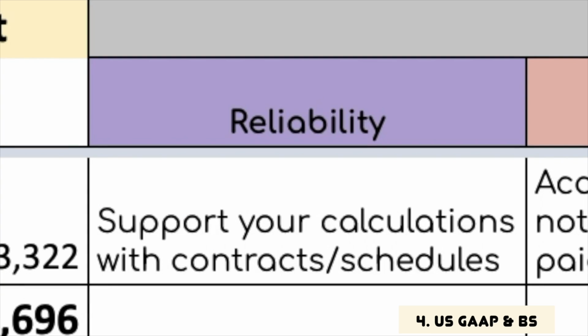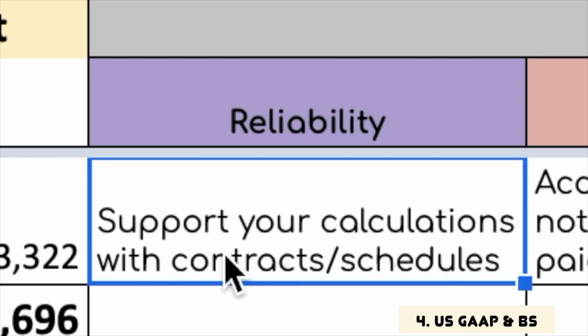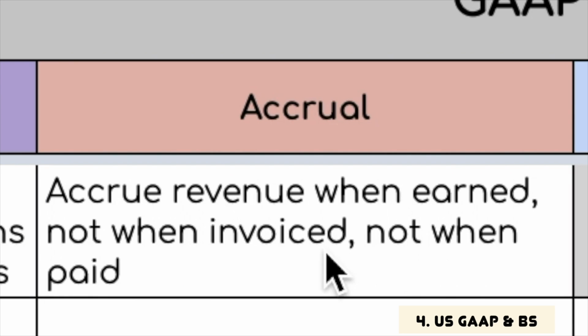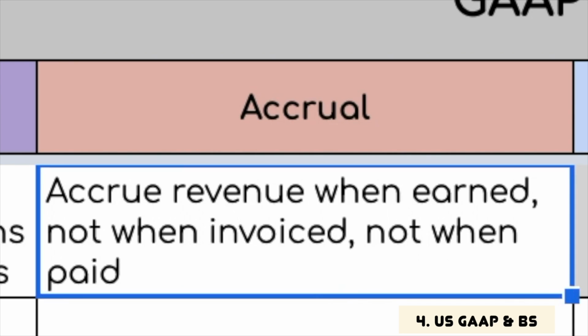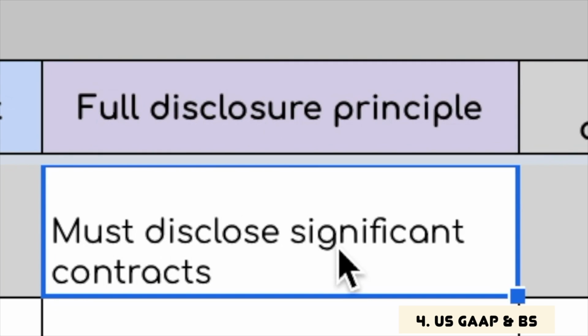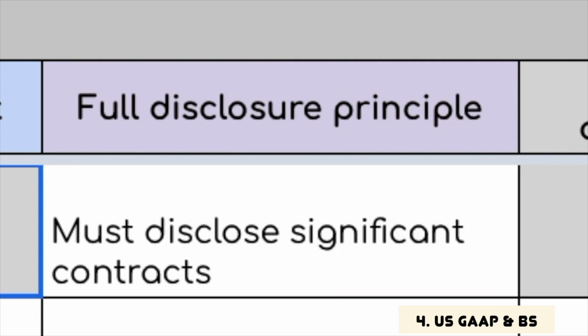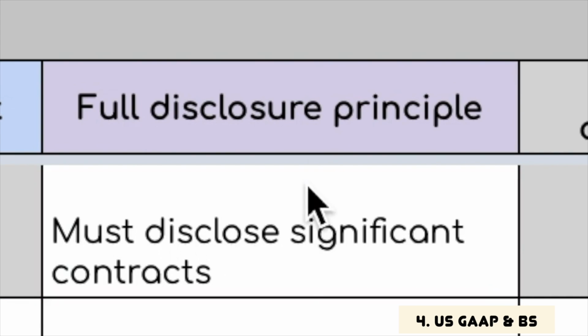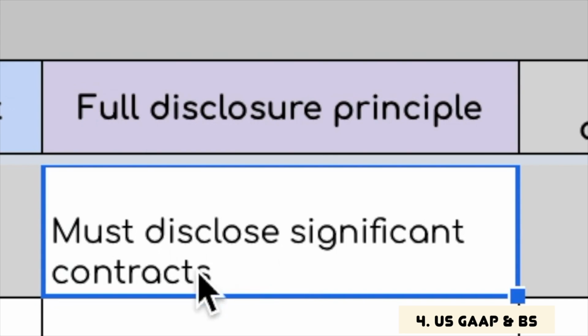So with deferred revenue, the reliability here is that you need to be able to support it with a calculation and contracts and schedules. Accrual, obviously you accrue revenue when earned, not when invoiced or not when paid. So this is the accrual basis for revenue, which basically says that you record deferred revenue when you have an obligation to deliver in the future. Full disclosure, you must disclose any significant contracts that contribute to the balance here. So if you have a big chunk of money sitting in deferred revenue, you need to be able to disclose which contracts this relates to.